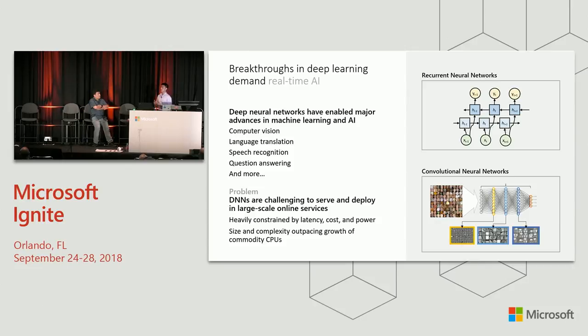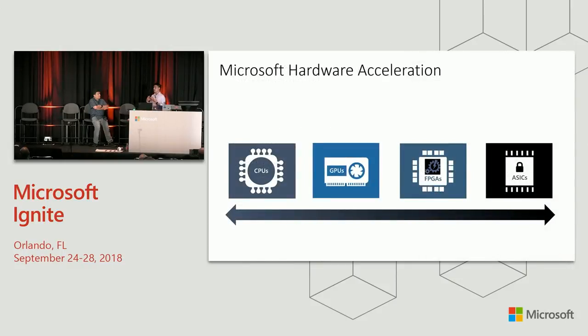And so the size and complexity of these deep neural networks is really just outpacing the growth of commodity CPUs in order to be able to process all of these DNNs. As we look at how we can accelerate these deep neural networks on this spectrum from the most flexible to the most performant, on the left you see the CPUs. CPUs are the workhorses of the internet, where you have basically processors that can process anything. And they're great, but they're sequential.